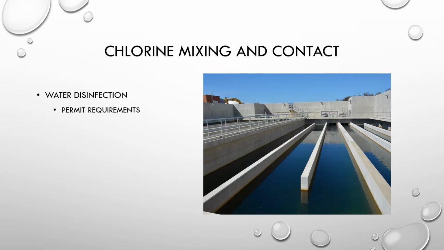In the chlorine mixing and contact basin, all of the sludge and solids have been removed and all that remains is water. Although there is only water left in this stage, there still may be microorganisms that are too small to be removed in the solids process. To counter this, chlorine is added to disinfect the water and kill any remaining microorganisms. This is a very important step as permits for wastewater plants require a certain quality of water after this stage as it will be discharged.